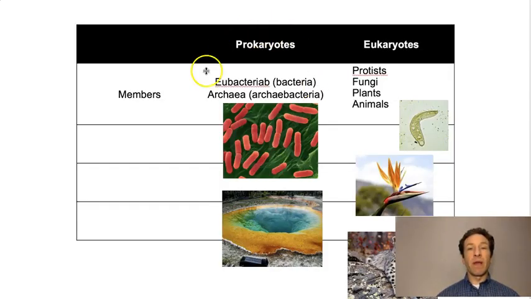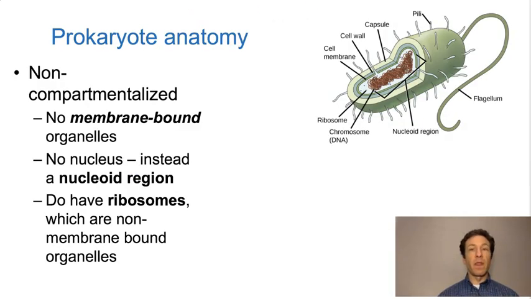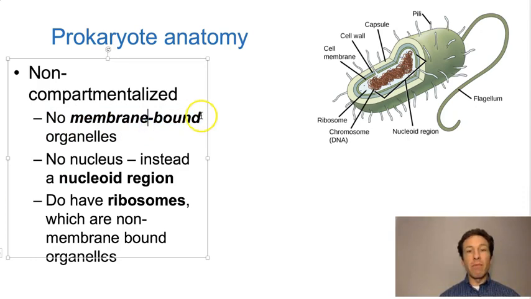For the remainder of this lecture, we're going to stay focused on the prokaryotes. And we're going to talk a little bit about their anatomy. We've said that they're simple. They are non-compartmentalized. What this means is they have no membrane-bound organelles. Membrane-bound is in italics and bold because it's important. Prokaryotes do have organelles. The one kind of organelle that they have that we'll talk about are ribosomes.